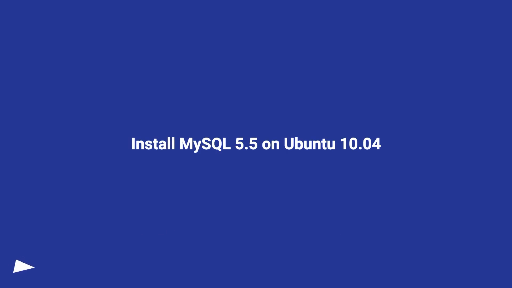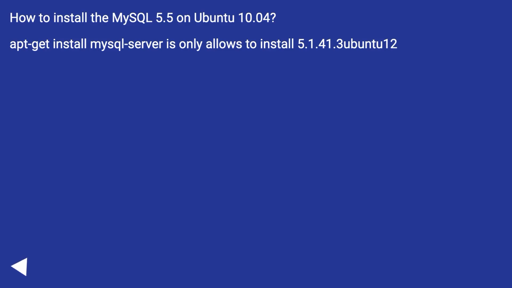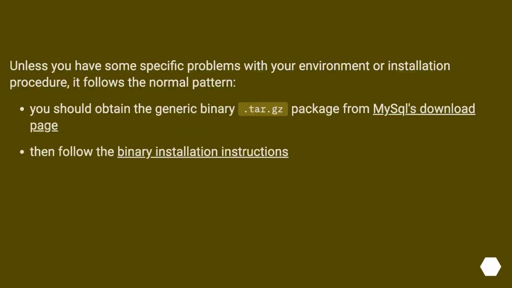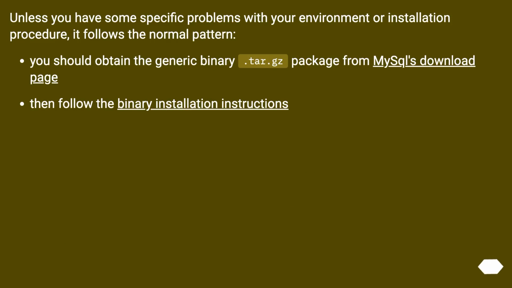Install MySQL 5.5 on Ubuntu 10.04. Unless you have some specific problems with your environment or installation procedure, it follows the normal pattern. You should obtain the generic binary .tar.gz package from MySQL's download page, then follow the binary installation instructions.